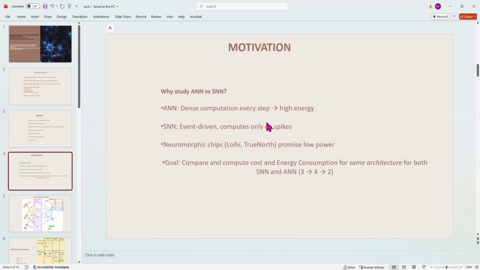So the goal of this project is to compare ANN and SNN behavior using the exact same architecture. We're going to have 3 inputs, 4 neurons in the hidden layer, and two neurons in the output layer. This is how our architecture will look. By keeping this architecture identical, we're going to isolate the effect of the computational model itself.